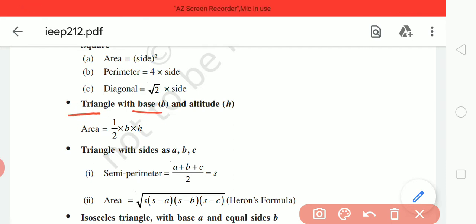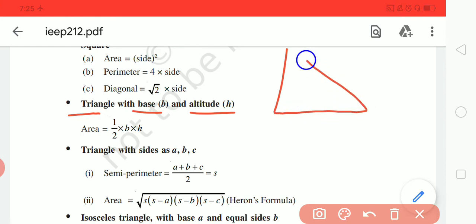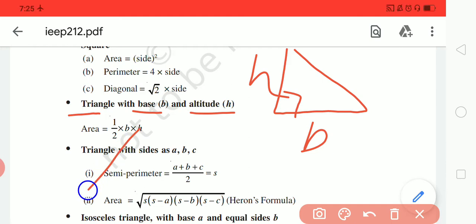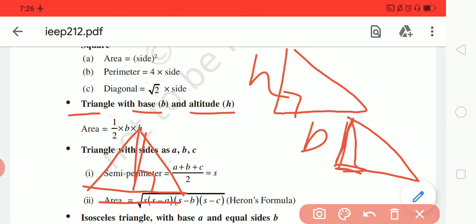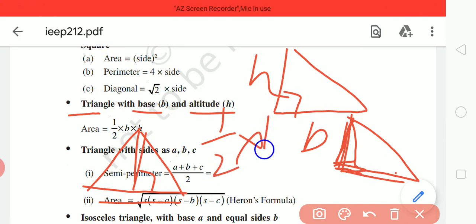Triangle with the base B and altitude H. If you have been given any triangle like a right angle triangle, with this as height and base, or some triangle having any shape, but we have been given this height and base, or some triangle like this, and height given here, it is also okay. The height can also be measured from the outside if given, right? So this is the height, this is the base. In all these cases we will use 1/2 into height into base.